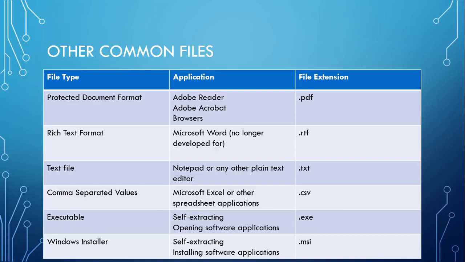And then lastly, we have Windows installers, which are very similar to executables in that they're self-extracting files, but they are more strictly for installing software applications. Whereas executables can open, run, and install stuff, installers for Windows are mostly just to install the application. Then you'll have an executable to run.